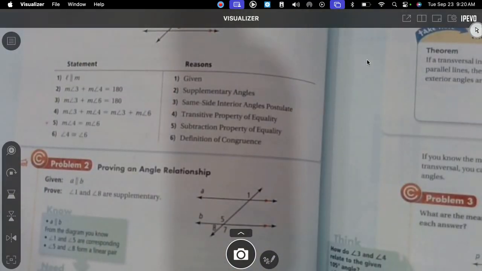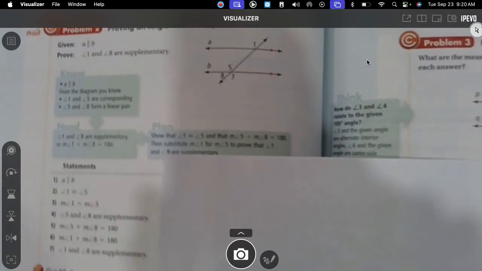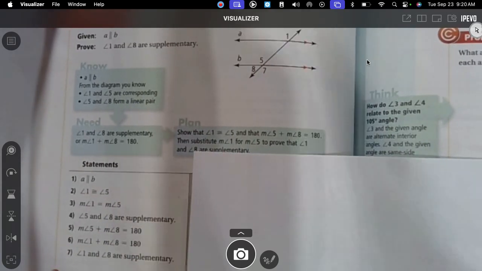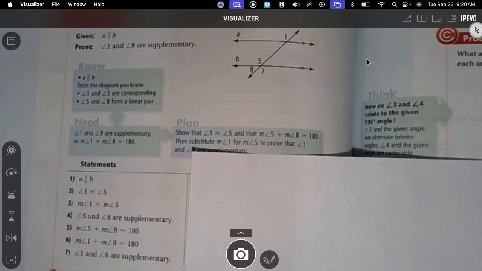Let's go through this theorem. I meant this proof. Okay, it's because y'all hate proofs. I'm gonna give y'all part of it. Normally I don't. Sometimes we have to write them from scratch, but we'll go through this one step by step. It tells us that A and B are parallel, and we have this line that cuts through them. That's a transversal. It wants us to prove that angles 1 and 8 are supplementary.